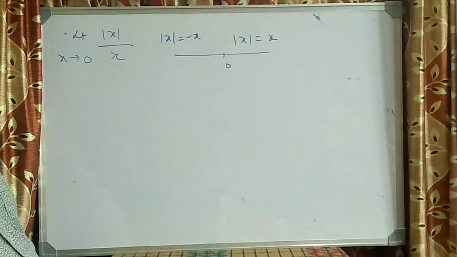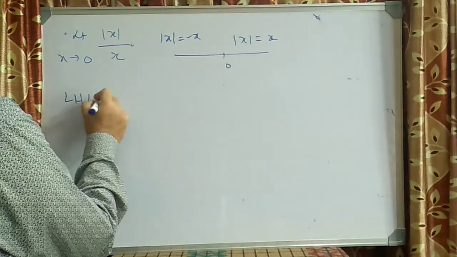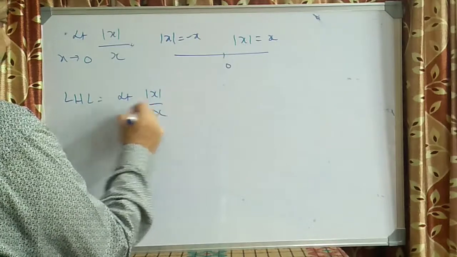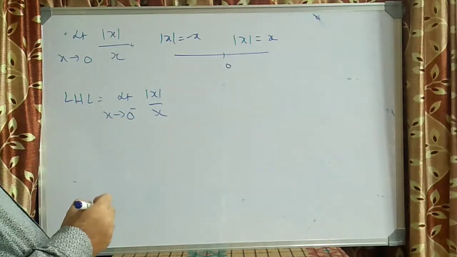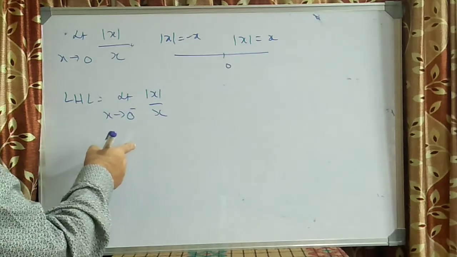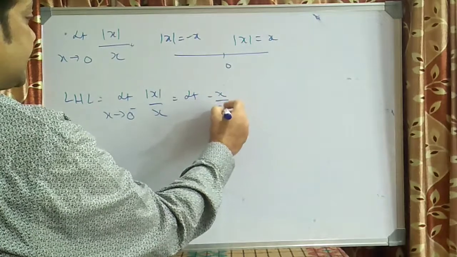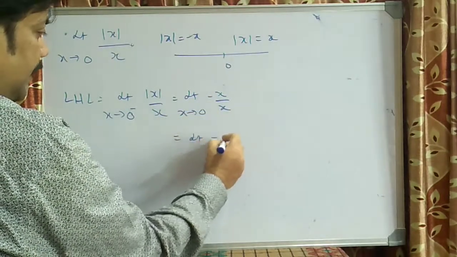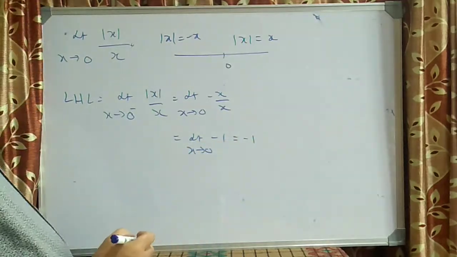So to the left hand side of 0, mod x by x becomes minus 1. Left hand limit is equal to limit of mod x by x as x tends to 0 minus, which means x is less than 0. So this is equal to limit of minus x by x as x tends to 0, which is equal to limit of minus 1 as x tends to 0. So the answer will be minus 1.